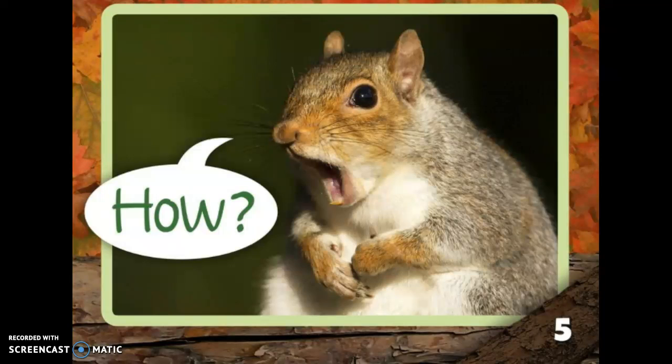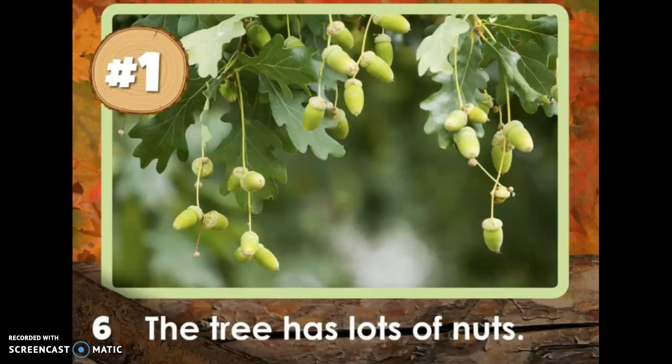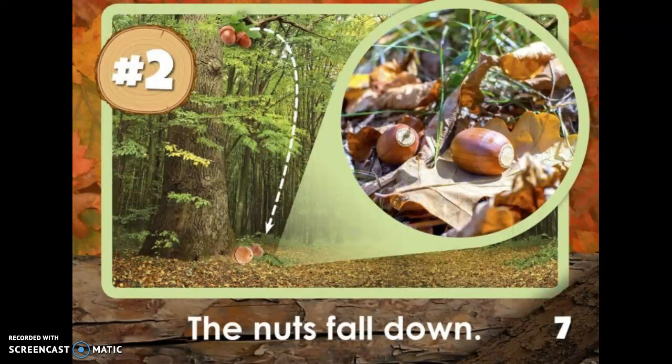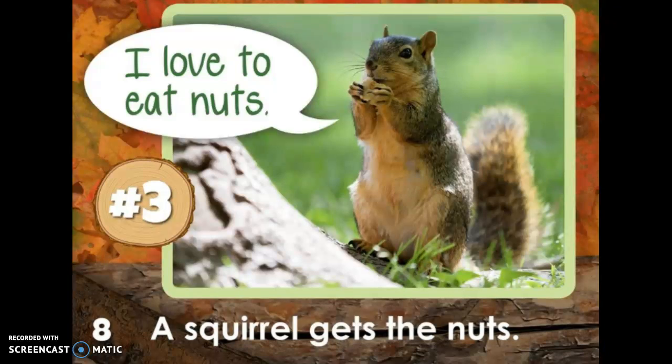How? Oh, look, the squirrel is asking how the nut turns into a tree. Maybe it is the author's purpose. Let's keep reading and see if we're right. Number 1. The tree has lots of nuts. Number 2. The nuts fall down. Number 3. A squirrel gets the nuts. I love to eat nuts.